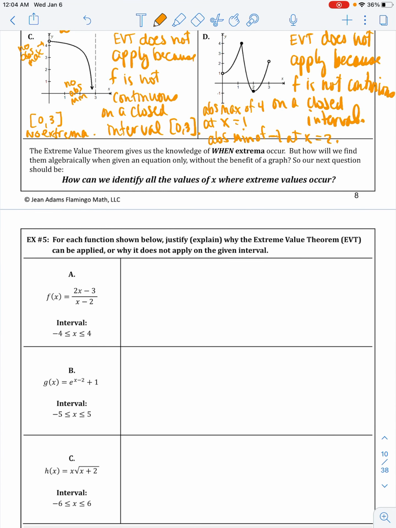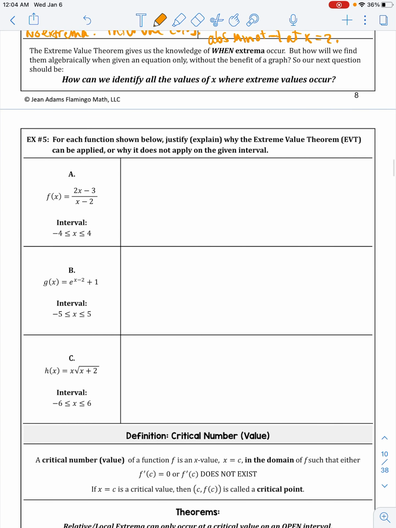So the extreme value theorem gives us the knowledge of when extrema occur, but how we will find them algebraically when given an equation only without the benefit of a graph. So our next question should be, how can we identify all the values of x where extreme values occur? So for example number 5, for each function shown below, justify or explain why the extreme value theorem can be applied or why it does not apply on the given interval.